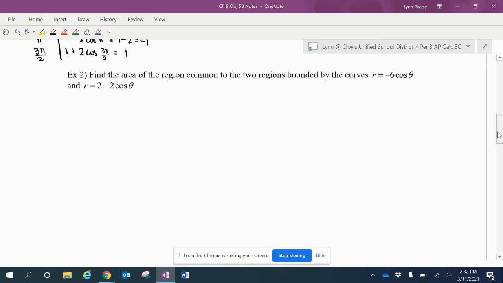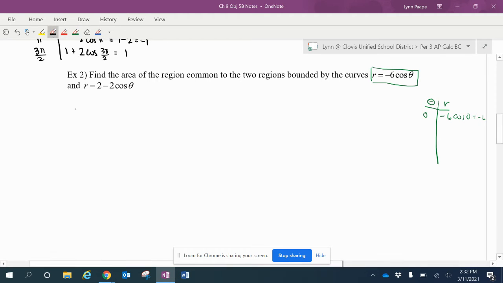Okay, so for this one right here, I want to find the area of the region that is common to these two functions here. So I'm going to use different colors when I graph them so we can keep them separate from each other. So I'm going to graph this one here first. So r equals -6 cosine theta. If I know what the graph looks like, I would go ahead and graph it. If not, then I would do a t-table, right? So when theta is 0, I would have -6 times the cosine of 0. And then the cosine of 0 is 1, so that would be -6.